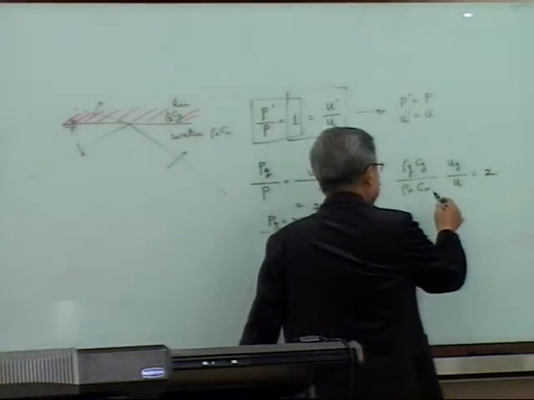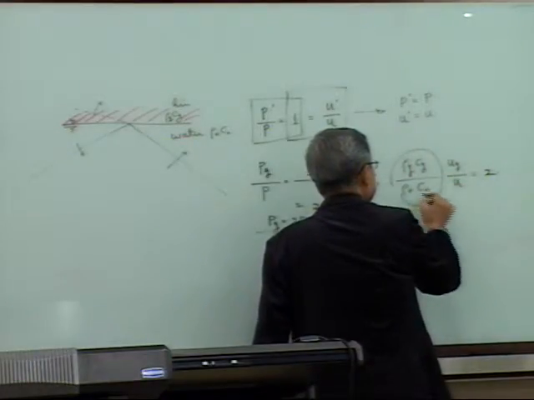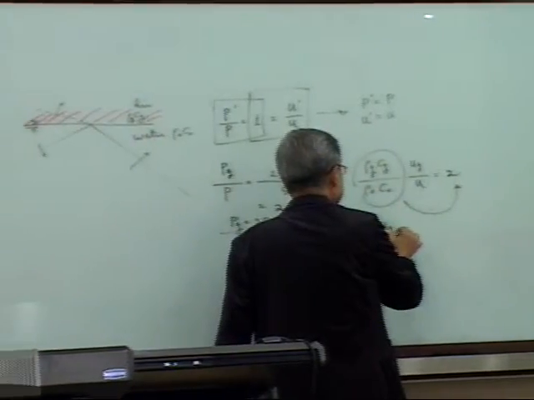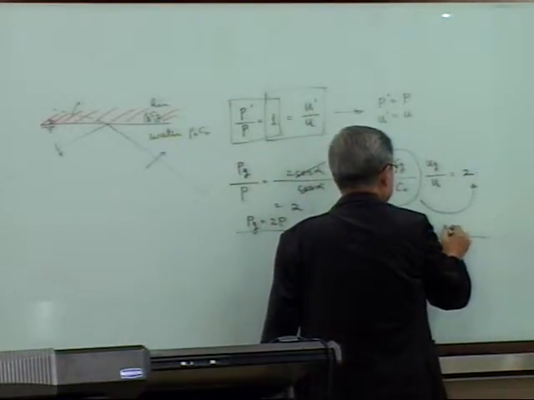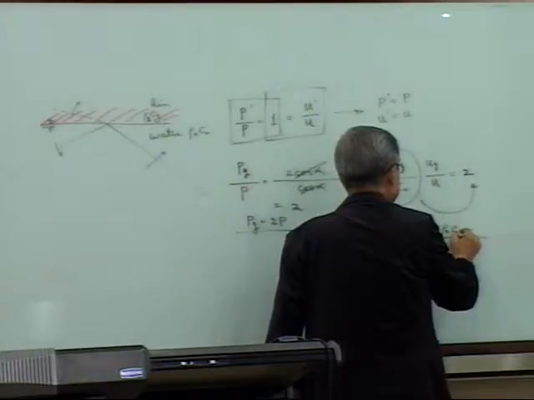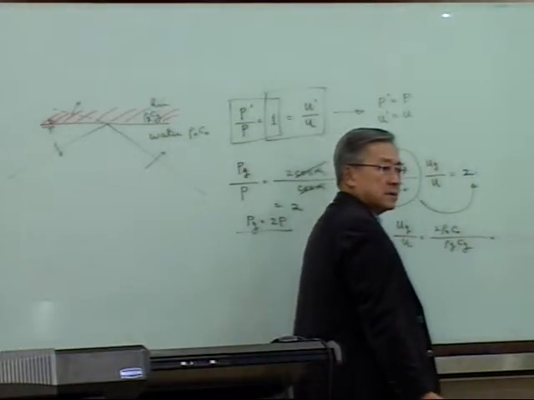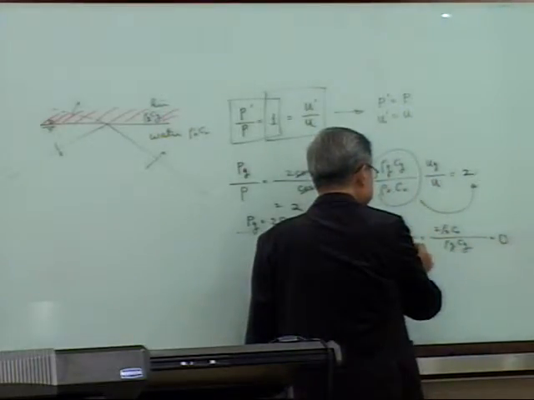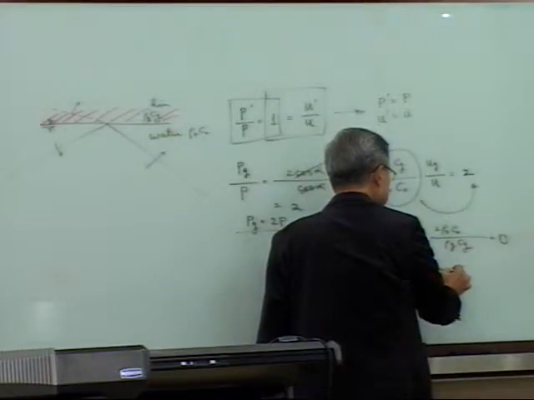But what about this part? I'm going to move this guy to that side. So it's Ug, U is equal to twice rho naught C naught, rho g Cg, which is equal to 0, which means Ug over U is equal to 0. Ug is equal to 0.